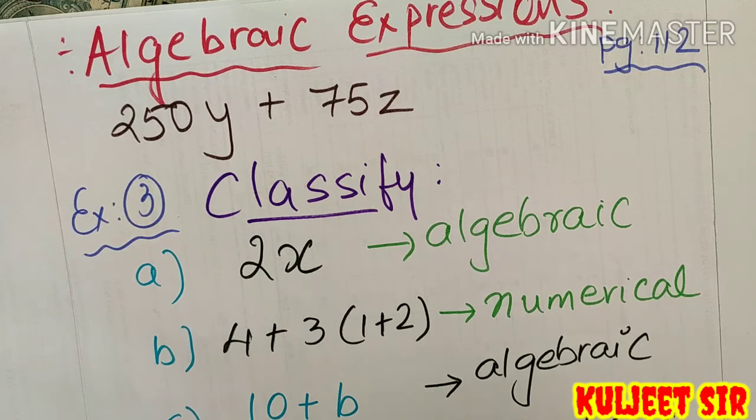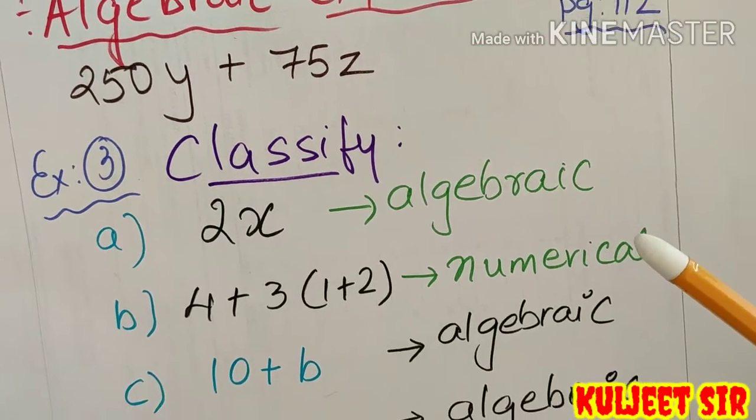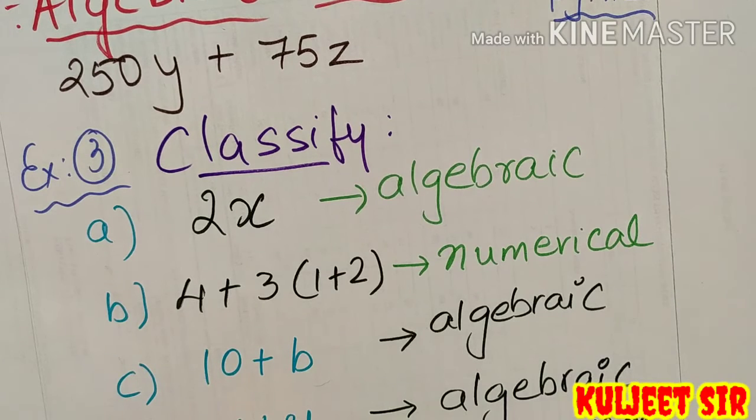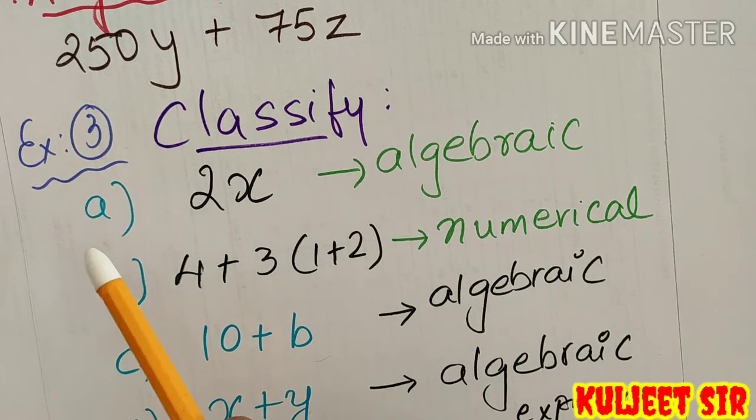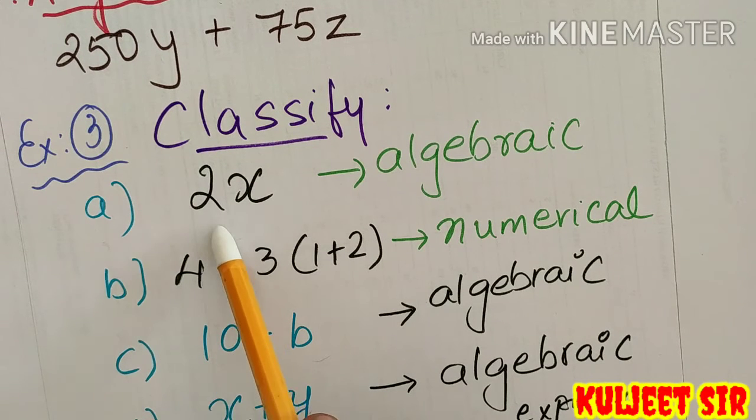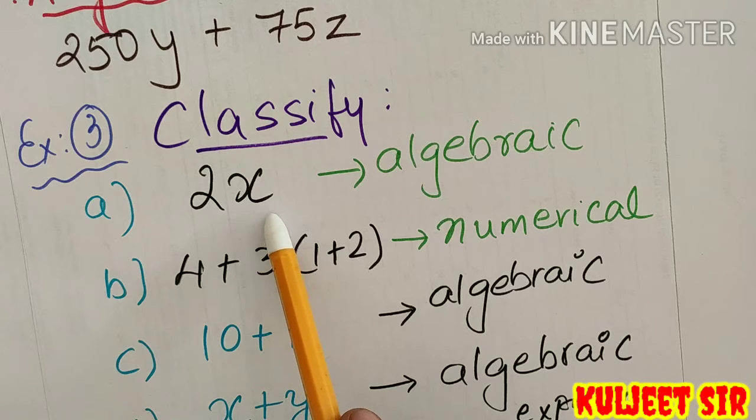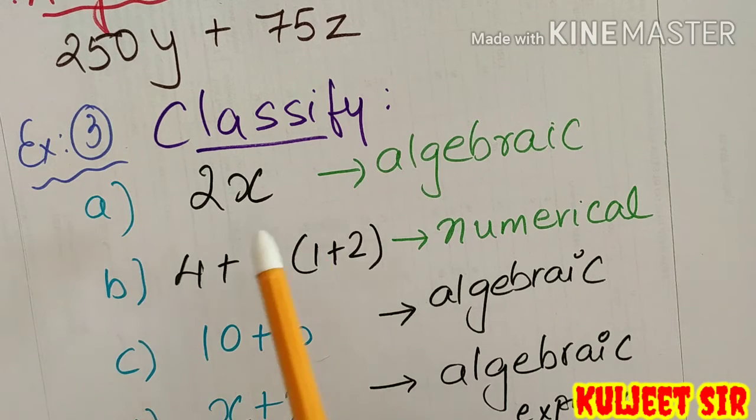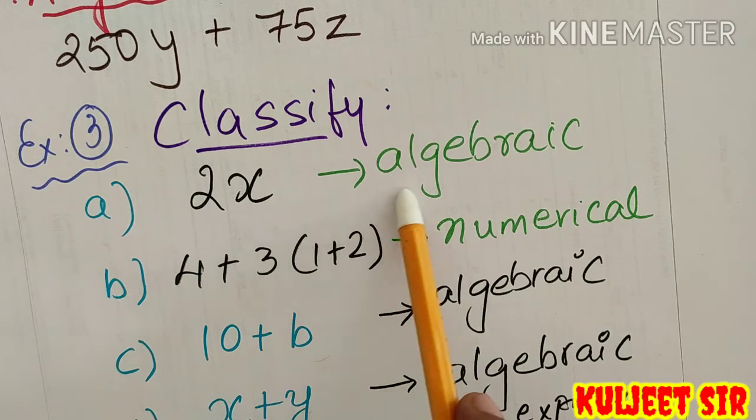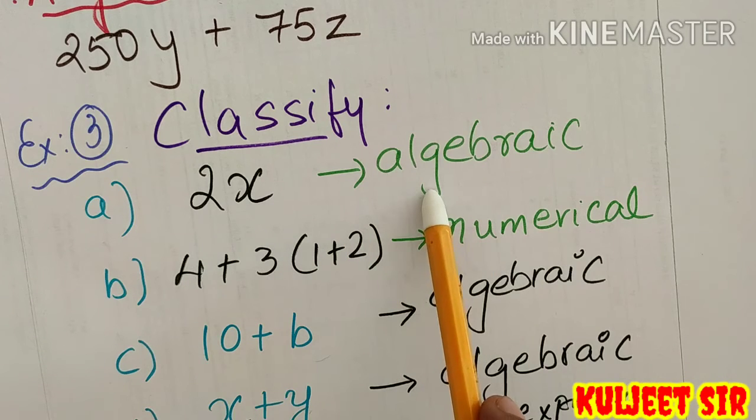To make your understanding clearer, let us take example number 3. Example number 3 asks us to classify the given expressions into algebraic expressions or numerical expressions. We'll take the first example, A. 2x. Now you can see in this, 2, which is a constant, is multiplied to a variable, which is x. Hence this can be considered as an algebraic expression.